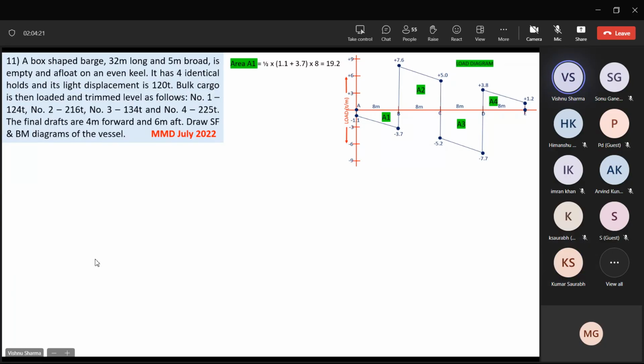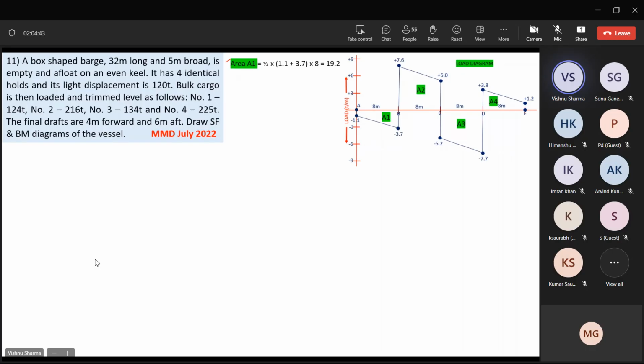A1 area will be the area of the trapezium, half into the sum of the two sides multiplied by the distance between them. Is area A1 19.2 understood, guys, or does anybody have any doubts? Area A1 I have calculated here. Are you good? Just see. It's the area of the trapezium, right?